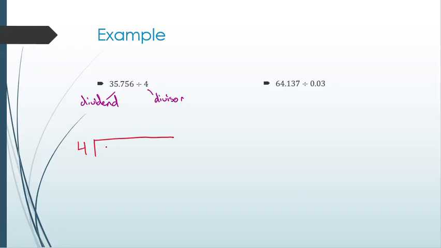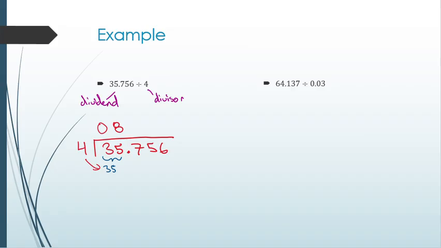So 35.756. Now, the easiest way to go about it is just ask yourself, how many 4s go into 3? The answer is 0. Cool. So I'm just going to put a 0 here for now. And what happens here, just like before, is this now becomes 35. And then how many 4s go into 35 here? So this is where your times tables come in handy. I can tell for certain that the number would be 8.